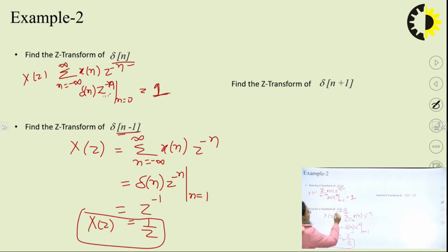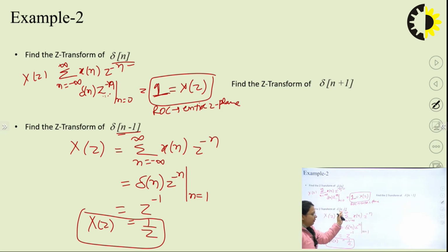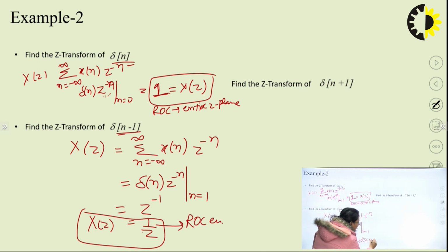See, when X(z) is equal to 1, the ROC will be the entire z plane, right? When it is shifted by 1 in the right direction, X(z) is 1 by z, right? And the ROC will be the entire z plane except z equals 0, because we have a pole at z equals 0. So the entire z plane except z equals 0, right?